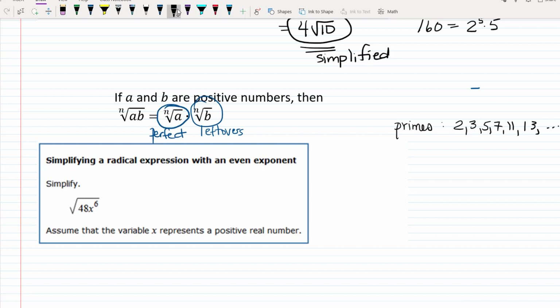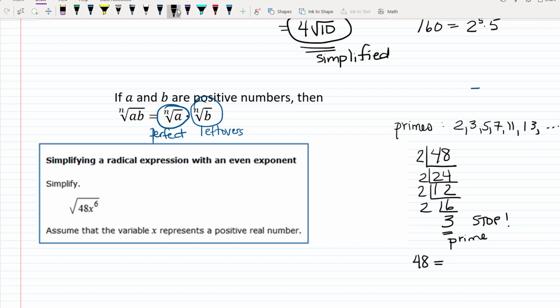And we're going to divide 48. Since it's an even number, I'll start by dividing it by 2, and let's see what happens. 2 goes into 48 24 times, 2 goes into 24 12 times, 2 goes into 12 6 times, 2 goes into 6 3 times, and I stop because 3 is a prime. So that means that 48 is equal to, let's see, we have 1, 2, 3, 4 2s, so 2 to the 4th times that 3 at the bottom there. That's our prime factorization of 48.